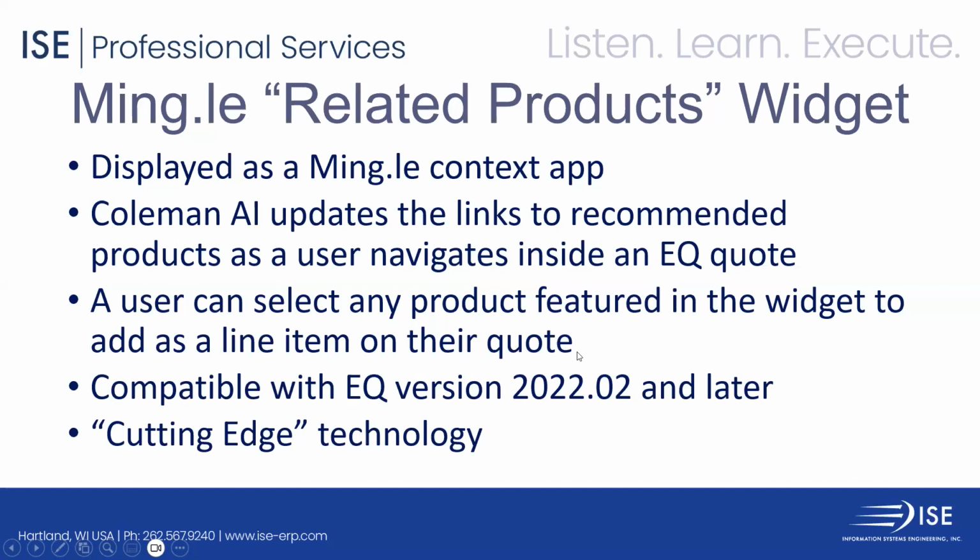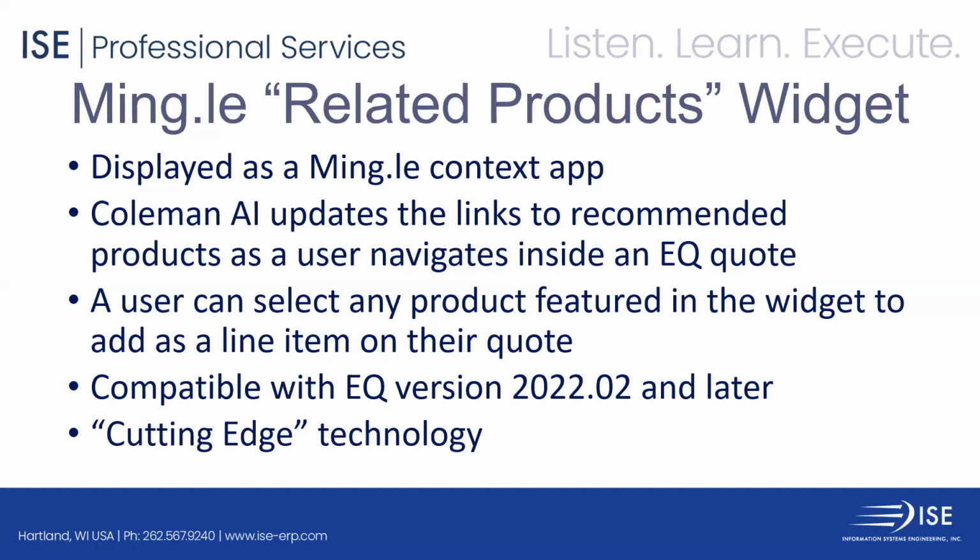As you're moving through different products and different configuration options, navigating inside a quote within EQ, the Coleman AI is constantly updating links to recommended products for you. So it's pretty neat. The user can then select a product in that widget, say, hey, yeah, I do want that, and it'll add it as a line item onto their quote.